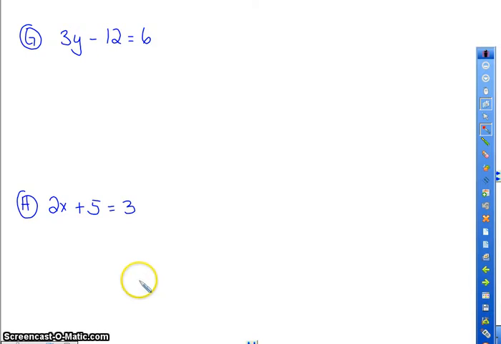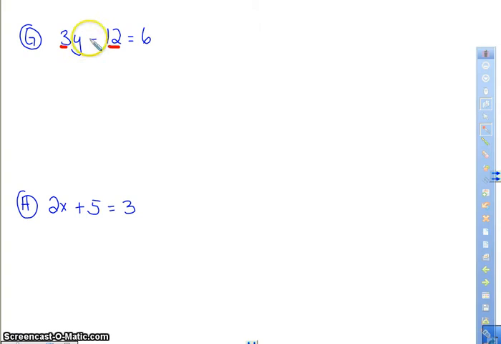Now we get into our two-step equations. And for two-step, you're doing the same processes as you've done before. You're getting rid of the numbers on the same side as that variable using inverse operations. And whatever you do to one side, you have to do to the other. Once again, the whole point is to get y, or x, by itself.